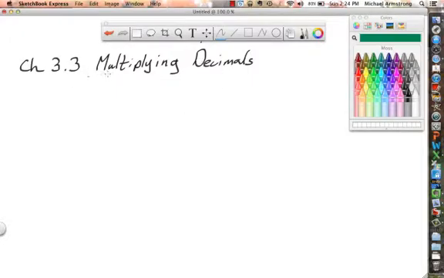Okay, chapter 3.3, multiplying decimals. I think you're going to find this pretty easy. We just need to talk about how it works and how to add the decimals back in after we get done multiplying. Okay, so let me show you just a sample.